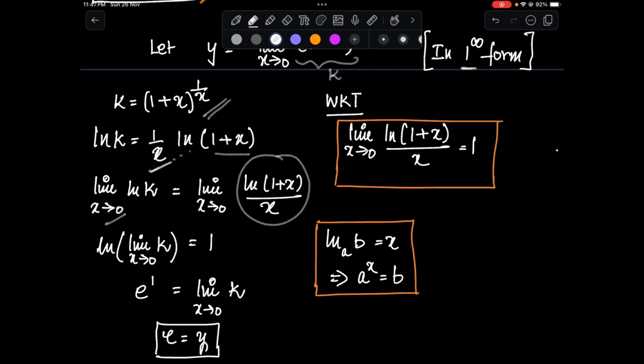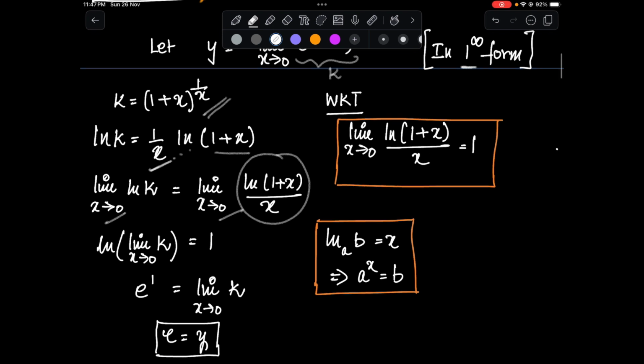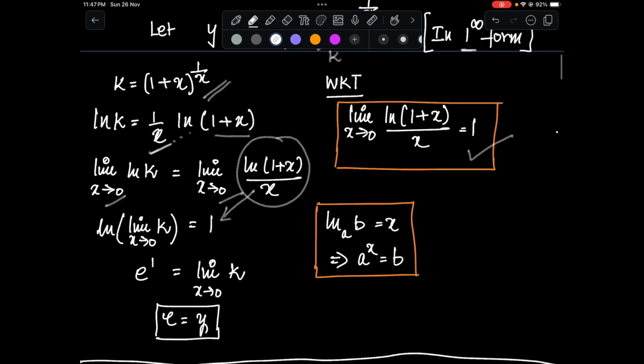Now I am applying the limit on both the sides. I already know this thing, so I can replace it with this. Those who are new to my channel, I would suggest that you go back and see the previous video so that you know how we got this. Yes, so now I got 1. Now if you know this, the limit goes inside.